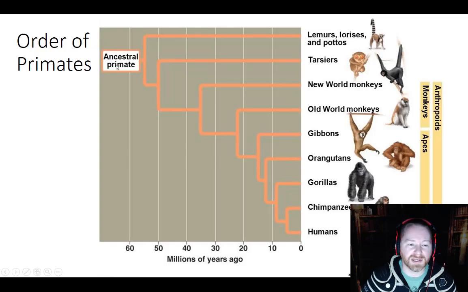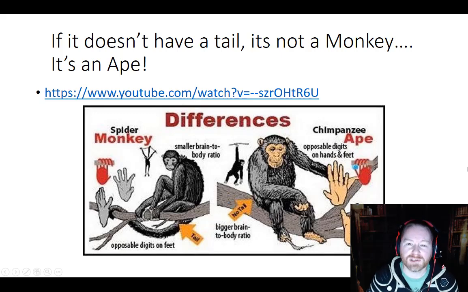And if you look at this phylogenetic tree, we can see just how closely related we are to each of the groups that were aforementioned, with chimpanzees being our closest relative, and with lemurs and some of the other ones, the tarsiers, being some of our more distantly related cousins within the order of primates. So, what's the big difference between monkeys and apes then?